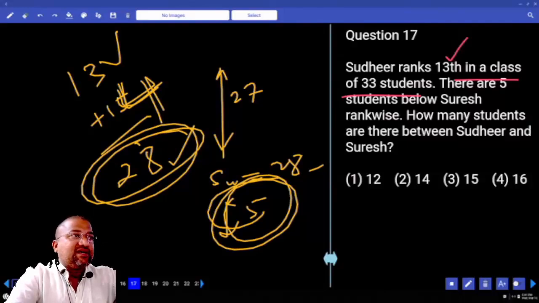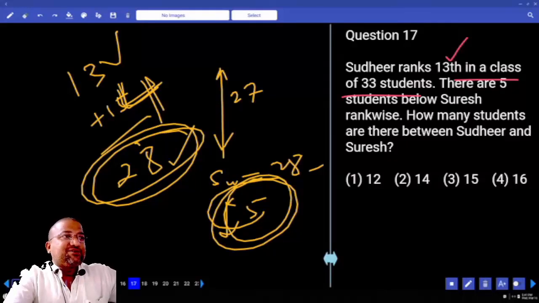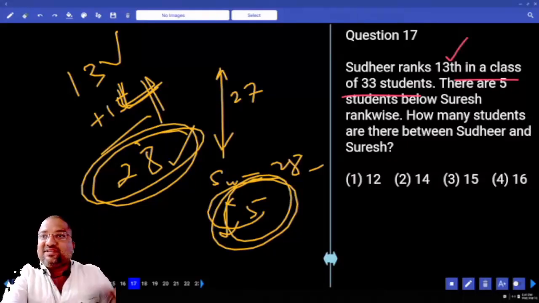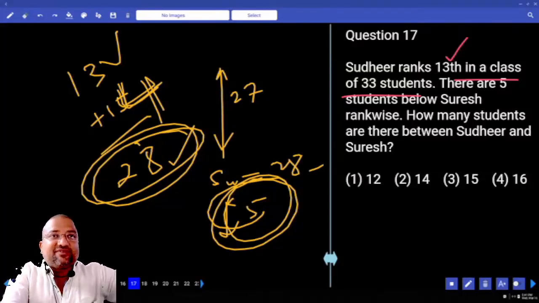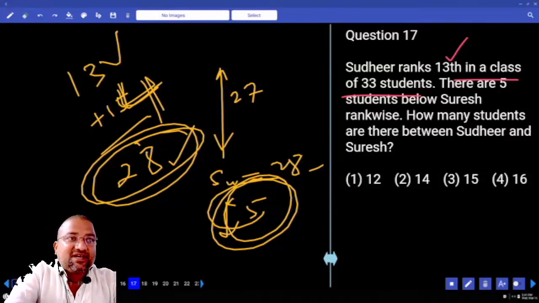If it says he is in the 13th place, then you should be questioning whether it is from the top or whether it is from the bottom. When you are talking about ranks in the class, it will always be from the top. Clear?